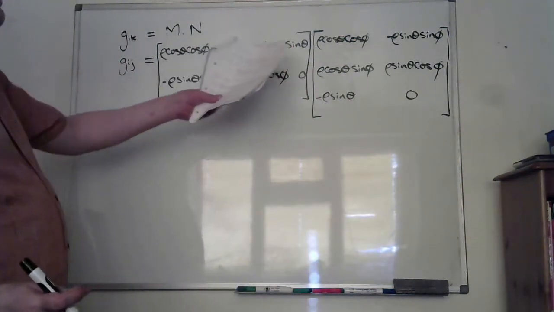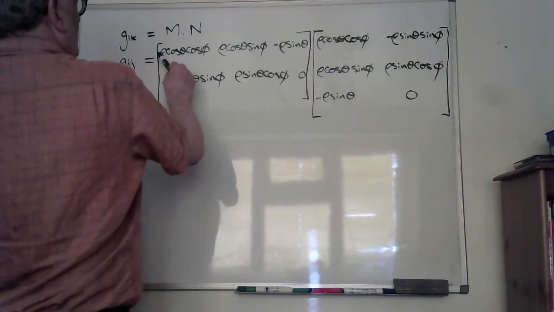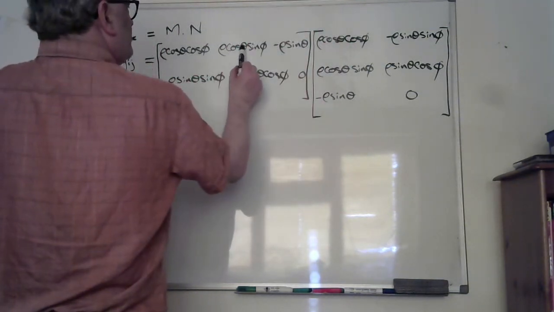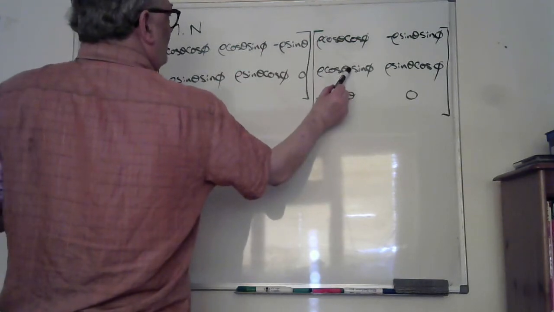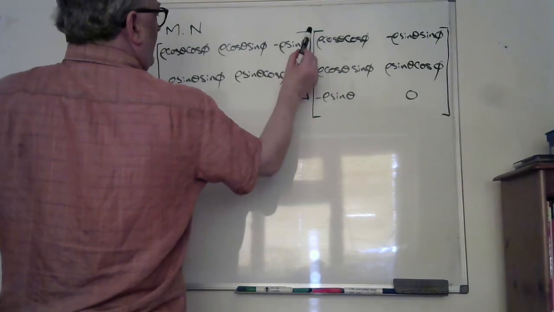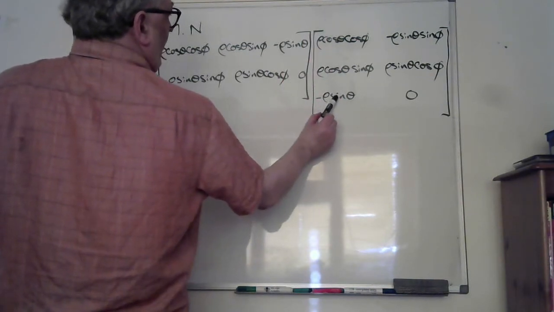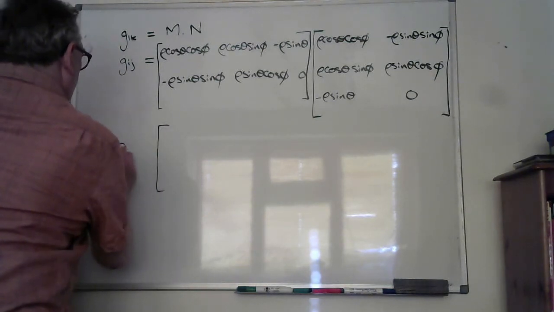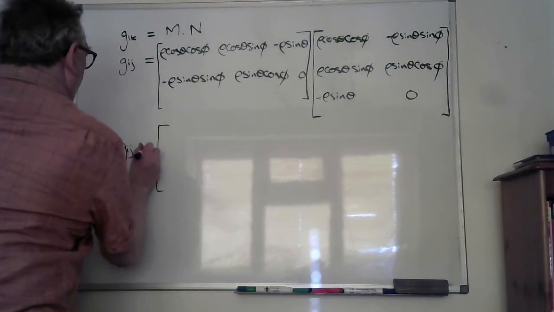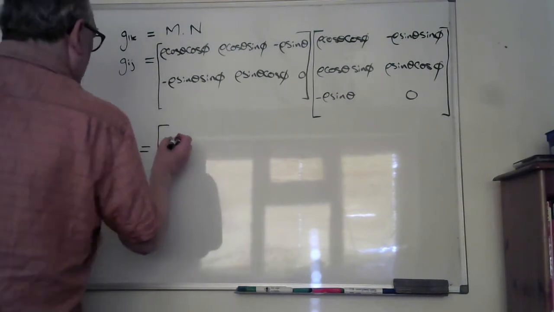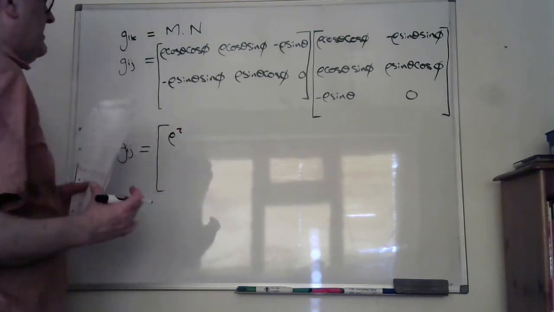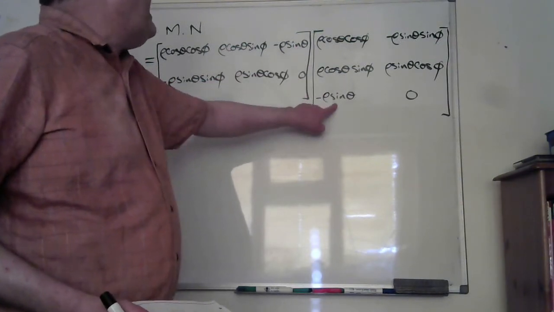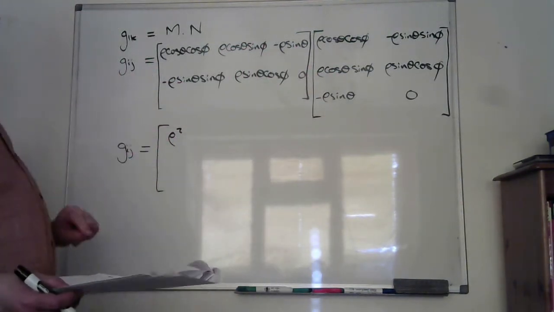And if you multiply those out so that you get rho cos theta cos phi times this entry plus rho cos theta sine phi times this entry minus rho sine theta times this entry, then the first entry of the new matrix is, when you simplify everything, rho squared. So this times this plus this times this plus this times this eventually simplifies to rho squared.